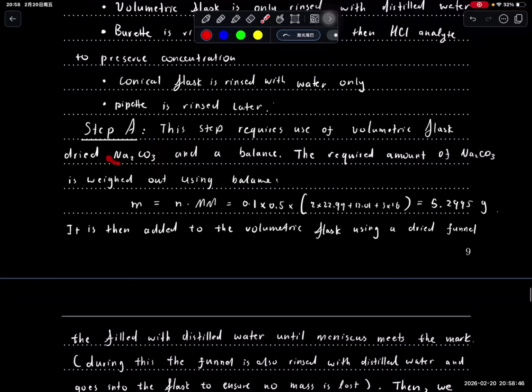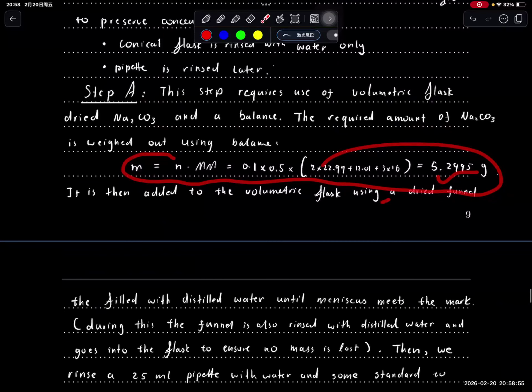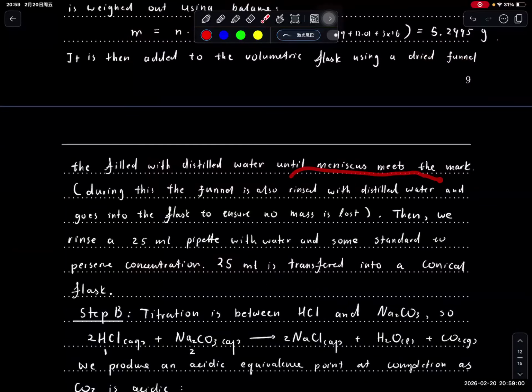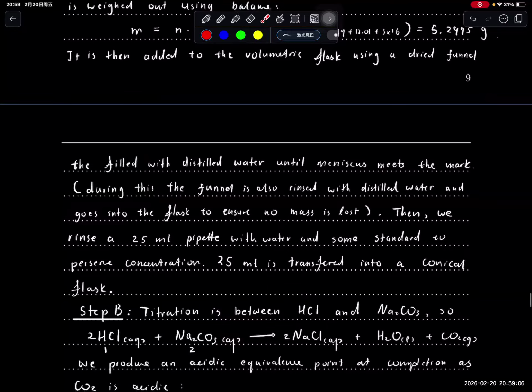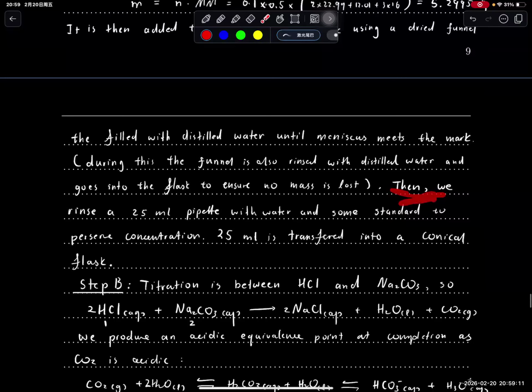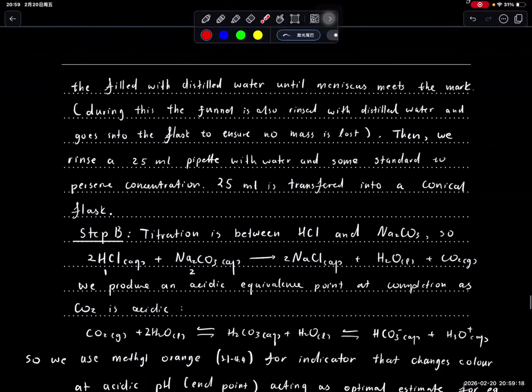Write this much, and then we weigh it out. The required amount is calculated, and you can even calculate that. Roughly this much is then added to a volumetric flask and filled with deionized water to the meniscus, and you explain that. You also want to rinse the funnel when you prepare the standard solution, as a detail to ensure that everything is dissolved. Then we also rinse our 25 mL pipette. So we now have our standard solution, and we can rinse it now.